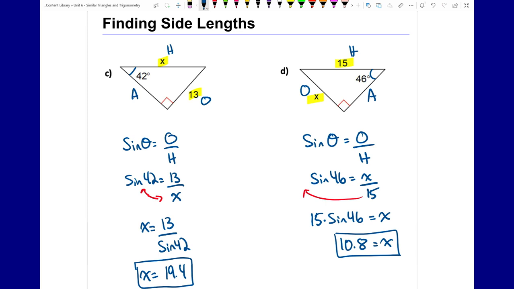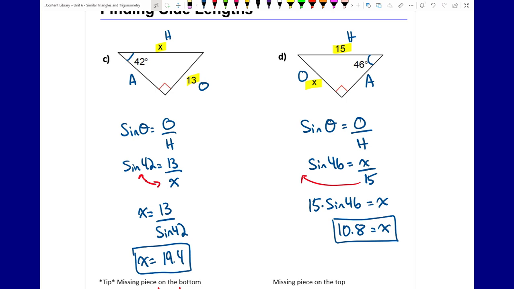For the other one, for C, we're trying to find the hypotenuse. So we found an answer of 19.4. Is that larger than my opposite? It is. It's larger than 13. So at least at first glance, okay, my values make sense.